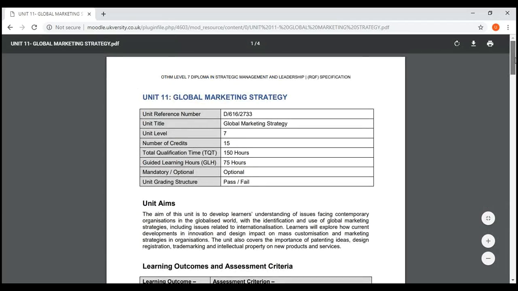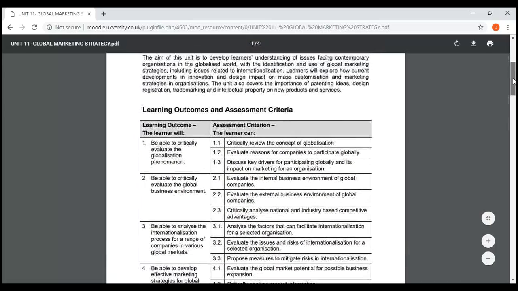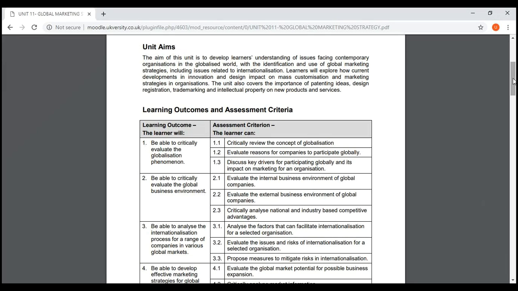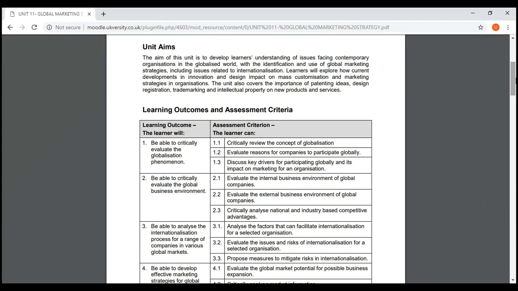So Unit 11, Global Marketing Strategy. Up to now, we covered 4 learning outcomes. In the first lesson, we discussed being able to critically evaluate globalization phenomena: why globalization, what is meant by globalization, and different strategies in globalization. We explained what marketing is, the key difference between marketing and sales, and why global business is growing. We also discussed ethnocentric, polycentric, geocentric.